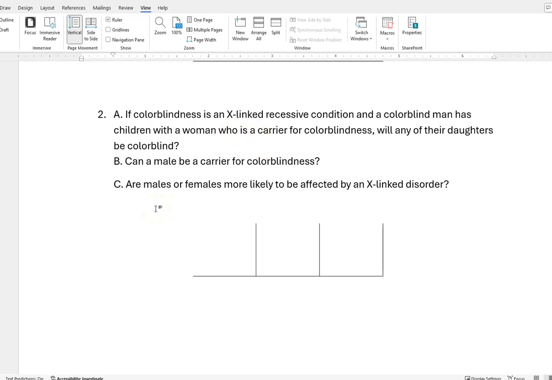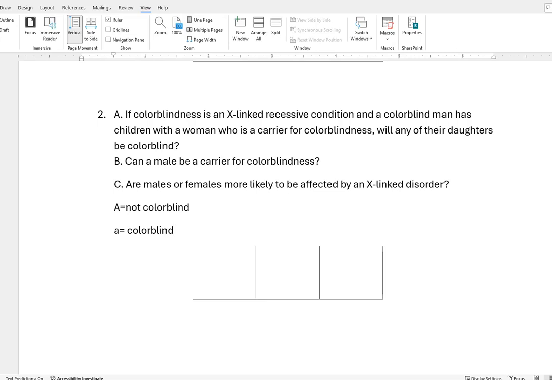So we have colorblind. I'm going to use the letter A because I don't like C's. C's can be hard to tell the difference between a capital and a lowercase. It says it's a recessive condition. So if they have the capital letter, they will not be colorblind. And if we got the lowercase letter, they will be colorblind. So we've set out our letters, but we know it's X-linked.